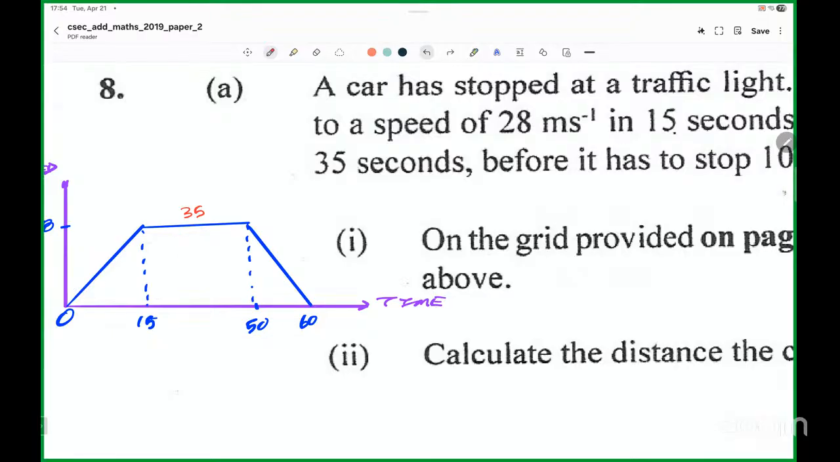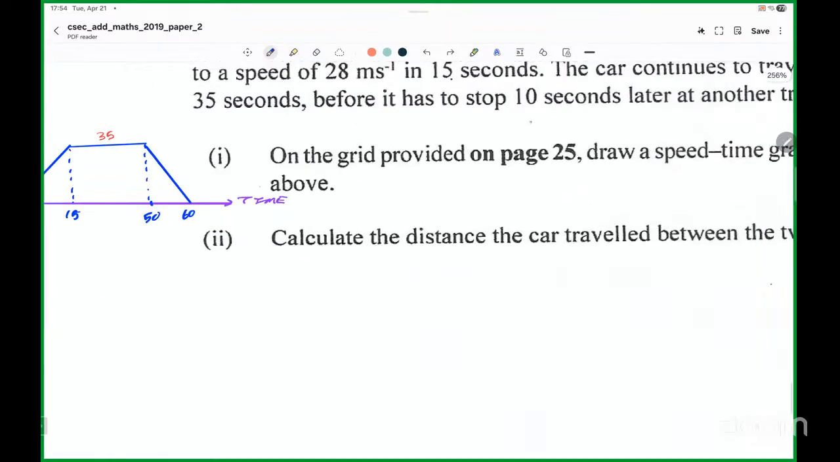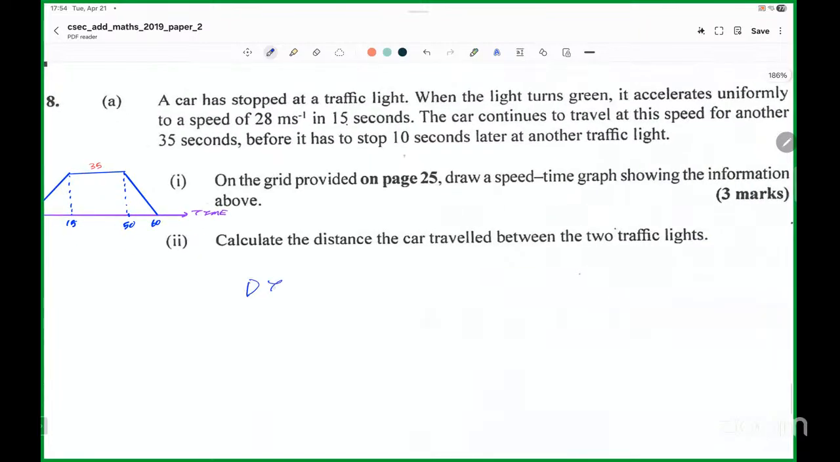The area of a trapezium is half the sum of the parallel sides times the distance between the parallel sides. So down here, distance equals area under the graph.